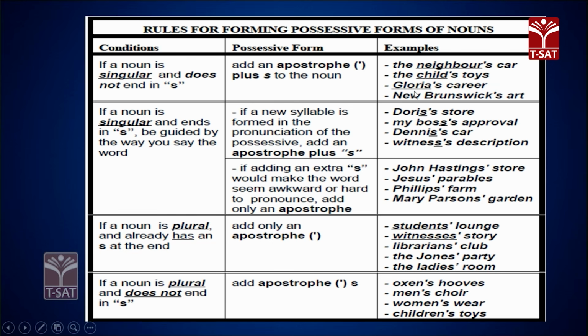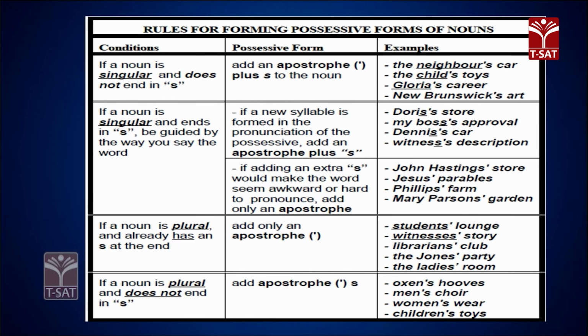Now the child's toys. Child is a root noun, and it is not ending with s. So what is the possessive form that we are going to do? We should add apostrophe and s. So the child plus apostrophe plus s, the child's toys. Gloria's career, New Brunswick's art, something like that.